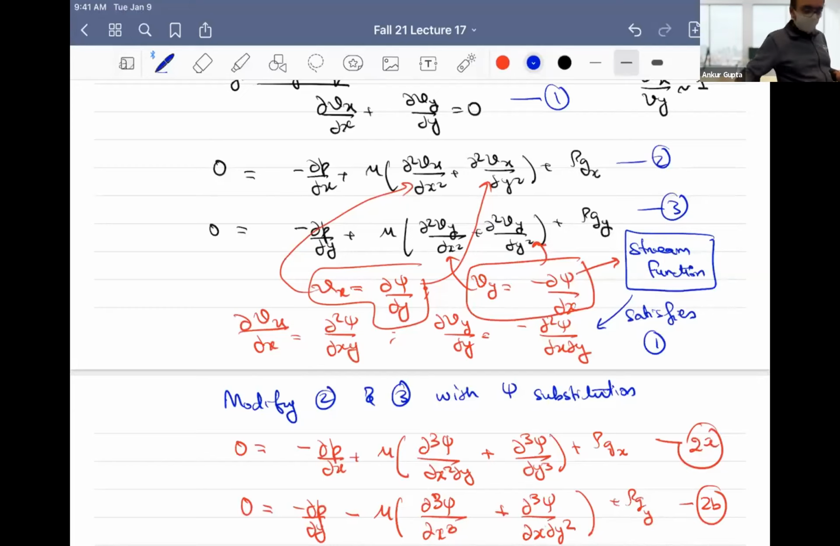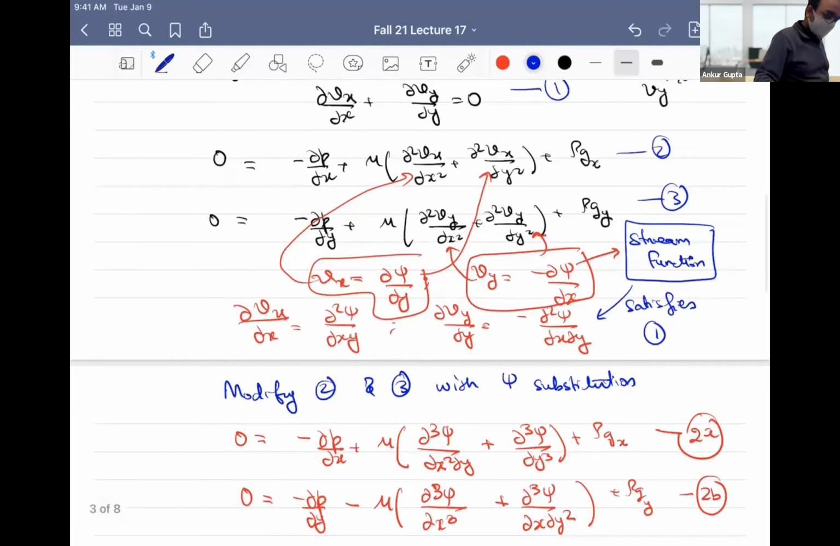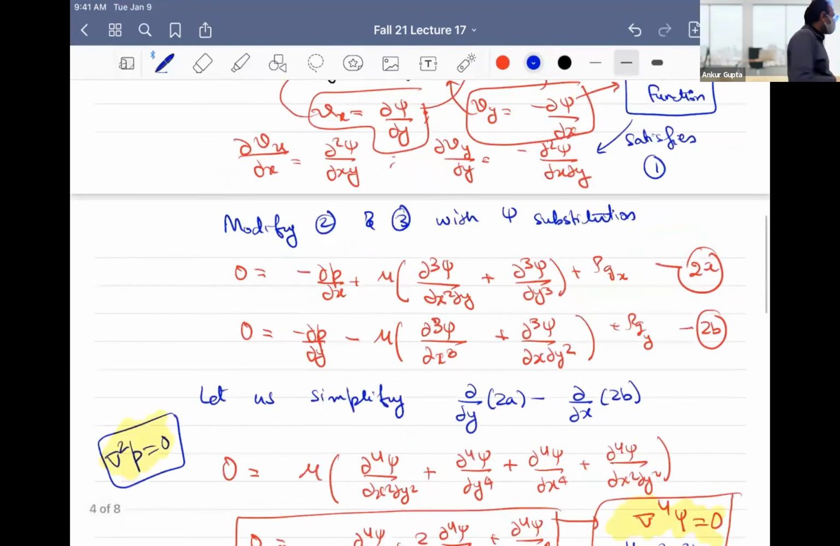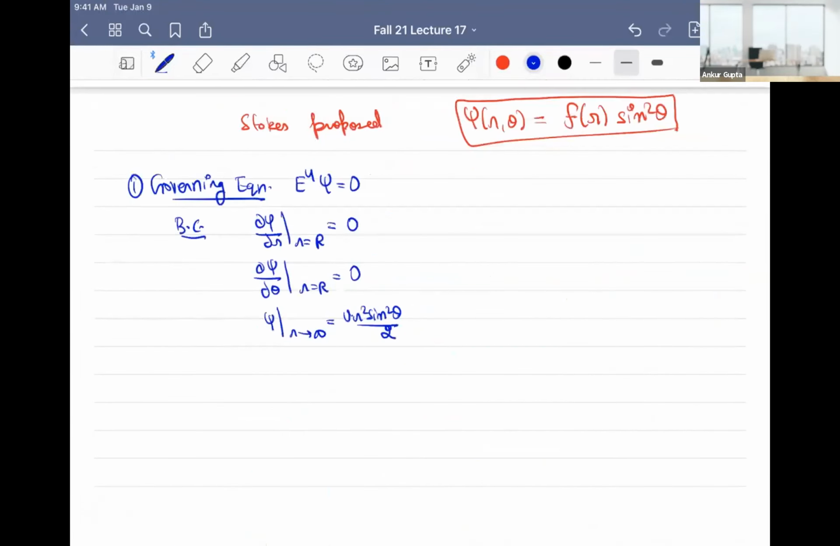All right, so let's begin. Till now we have discussed that the governing equation is in terms of a stream function. Then the no-slip boundary condition becomes del psi by del r and del psi by del theta, and the penetration condition. And then far away we get this result from the stream function. Now the idea is Stokes proposed this form.